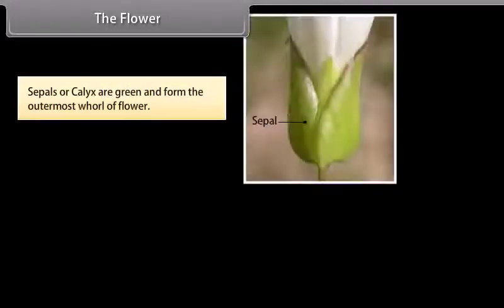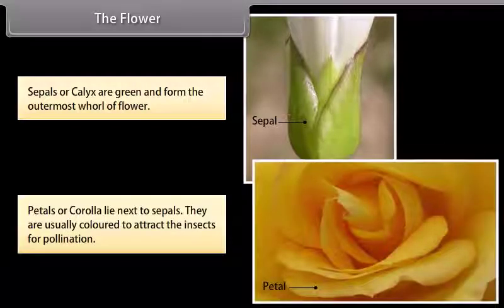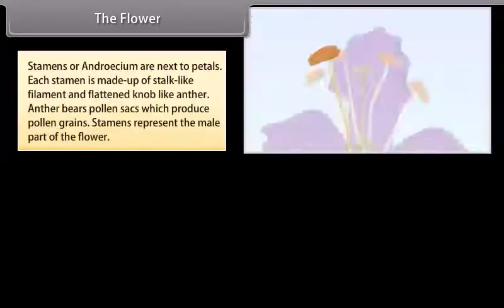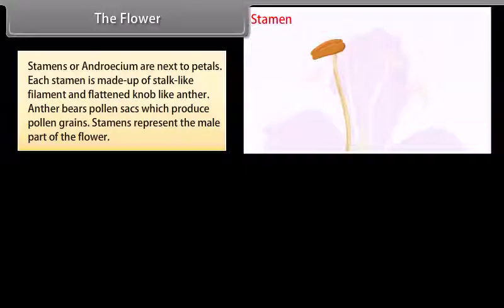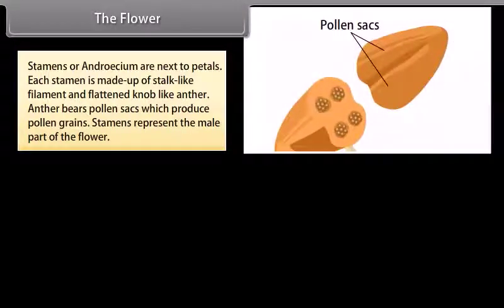Sepals or calyx are green and form the outermost whorl of the flower. Petals or corolla lie next to sepals. They are usually colored to attract the insects for pollination. Stamens or androecium are next to petals. Each stamen is made up of a stalk-like filament and a flattened knob-like anther. Anther bears pollen sacs which produce pollen grains. Stamens represent the male part of the flower.